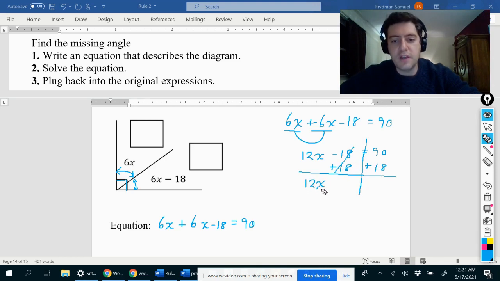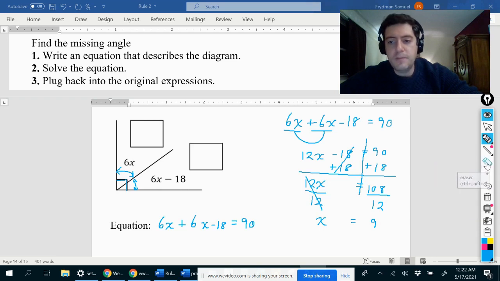We're left with 12x on this side is equal to, don't forget the equal sign, 90 plus 18 is 108. Okay, and then finally we have 12 times x over here, so we will divide by 12, because the inverse of multiplication is division. Divide both sides by 12, and then x is equal to 9. 108 divided by 12 is 9. So x is equal to 9. That does not mean that these two angles are equal to 9 degrees. X is 9. To figure out what these angles are, we have to plug 9 back into these expressions everywhere where we see an x. Okay?